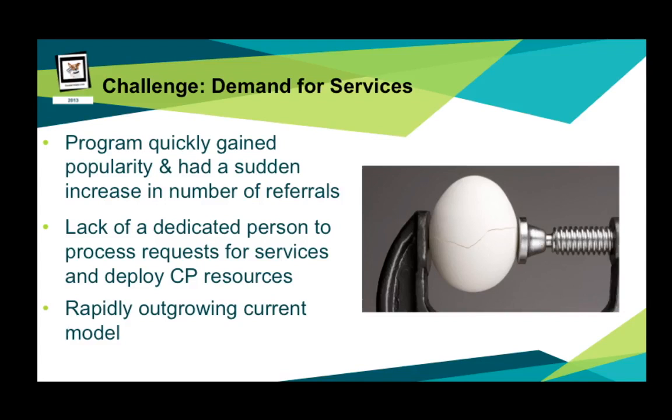We quickly realized that the program was gaining immense popularity and had a sudden increase in the number of referrals through a couple of new referral partners and new referral sources. That lack of a dedicated person to process requests for services and deploy CPV resources was really hurting us. It was resulting in delayed or interrupted delivery of care, and it really made it difficult to coordinate our resource. So we were beginning to crack, and we realized that, again, the current model wasn't keeping up.